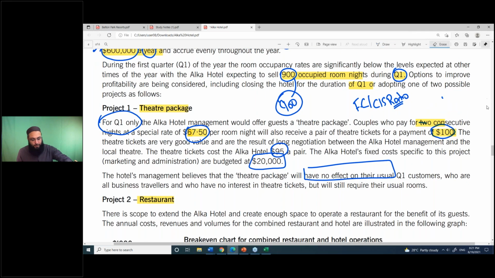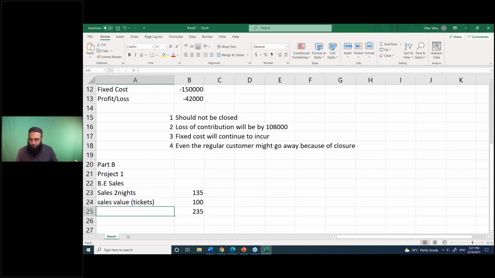Okay, so you found the answer. Let me see what answers you people are getting. I can see answers here, 235,000. Okay, that's great. So let's begin with the calculations. Now, 235 is the selling price, what you have here. Now, the variable cost, because I need to work out the contribution, right?